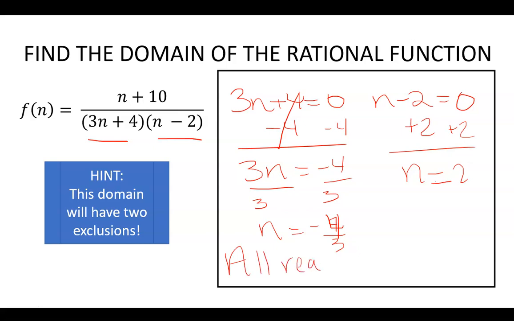All real numbers except x cannot be equal to -4/3 or 2. And if you have 2, just put them together with a comma. And most of the time, it is commonplace to put them in numerical order.